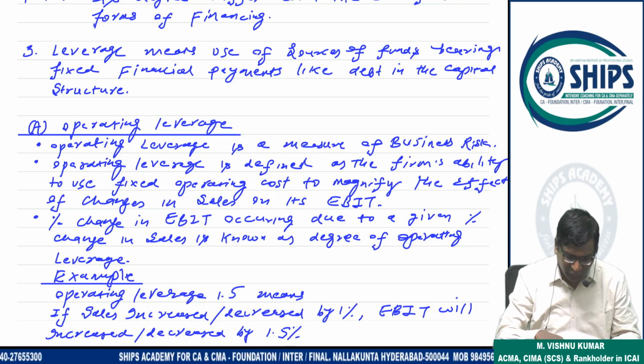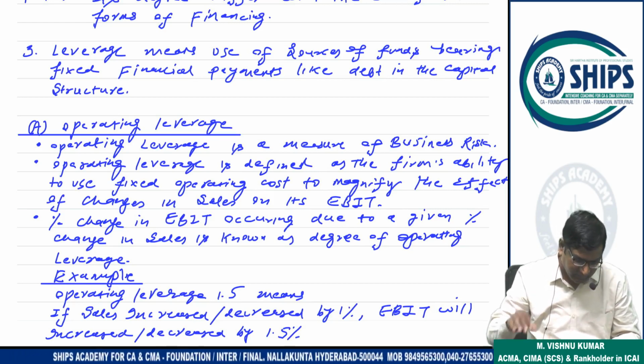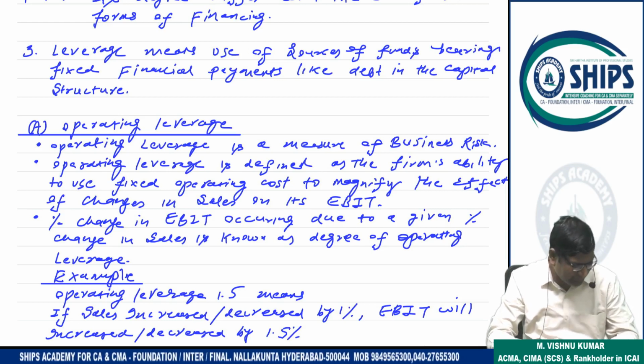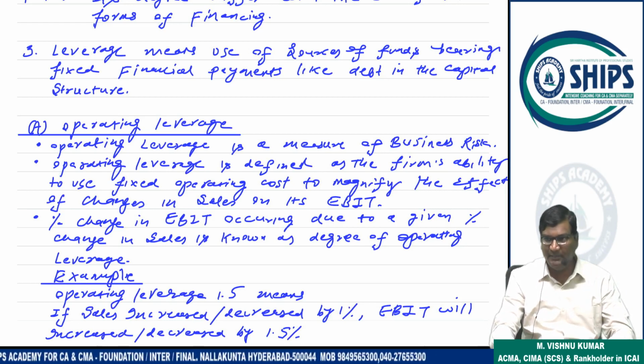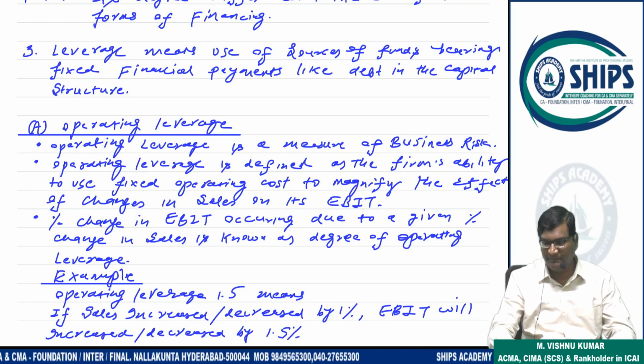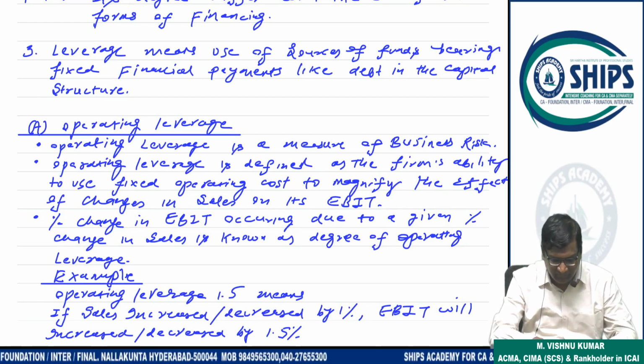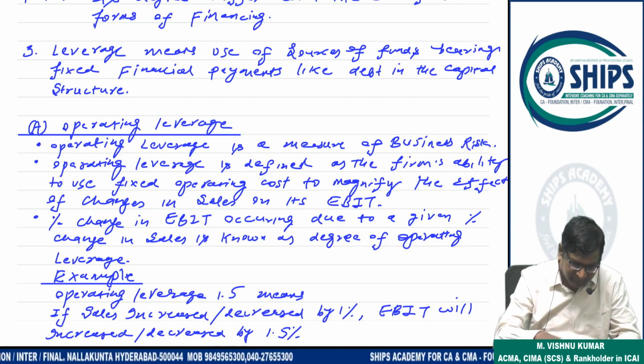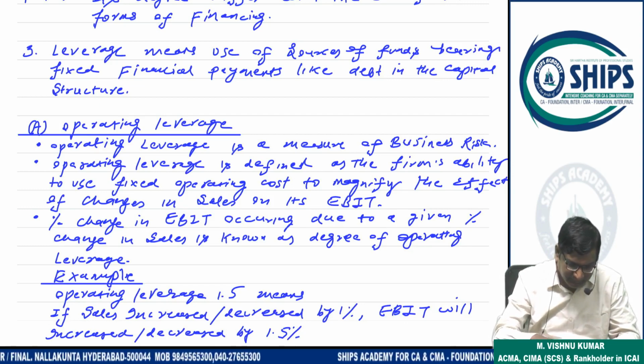Actually, operating leverage is also completed. So operating leverage is percentage change in EBIT by percentage change in sales. It means it is variability in EBIT. Variability in EBIT. Okay.